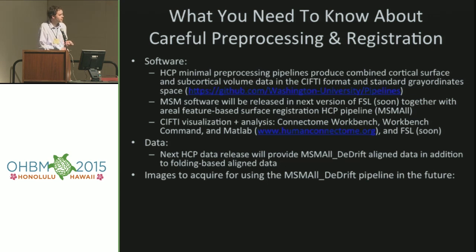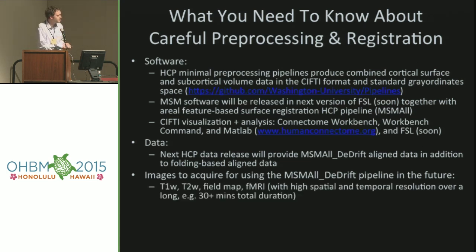If you want to use this approach on your own data, the images that you'll want to be acquiring are a T1 weighted image, a T2 weighted image, a field map for distortion correction, particularly of the fMRI, and then a fair amount of fMRI data. It could be resting state data. It probably can also be either task or even movie data. Importantly, you don't just want 5 minutes of fMRI. You probably need something like 30 minutes or more. In the HCP, we're getting an hour. And you want to have high spatial and temporal resolution.